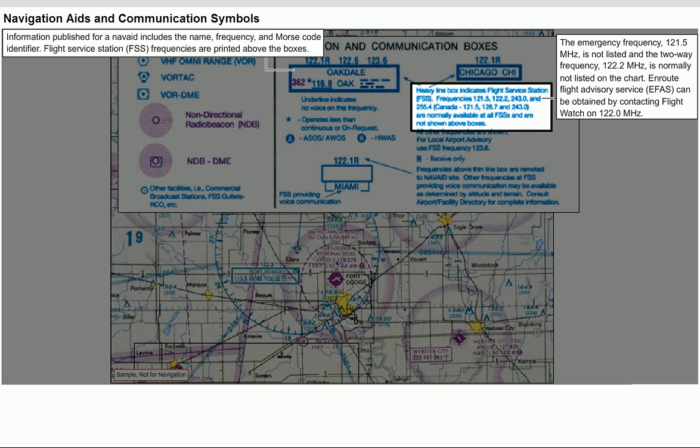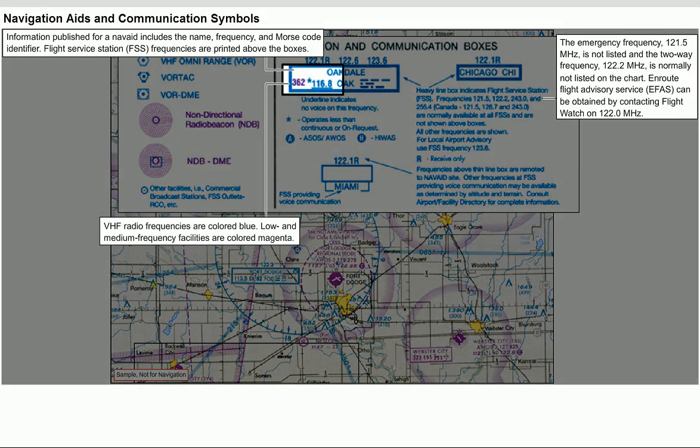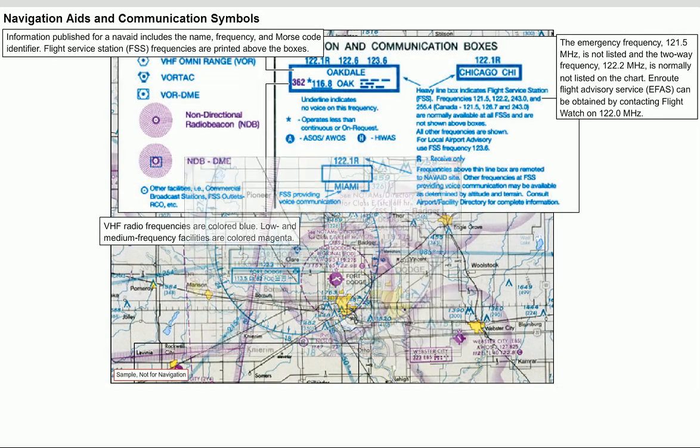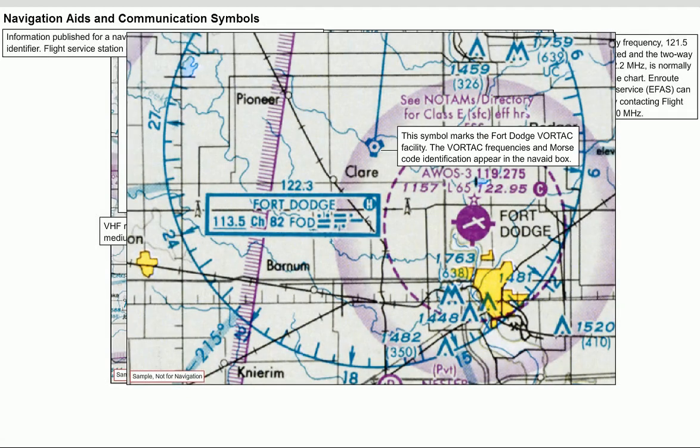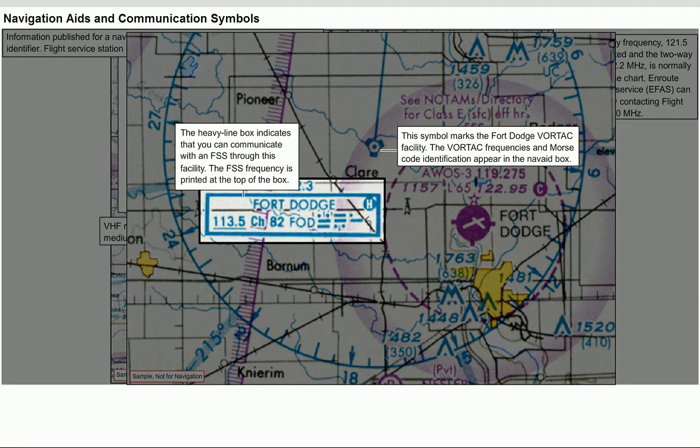En-route Flight Advisory Service, or EFAS, can be obtained by contacting FlightWatch on 122.0 MHz. VHF radio frequencies are colored blue. Low and medium frequency facilities are colored magenta. As an example, here's the symbol for the Fort Dodge VORTAC facility. The VORTAC frequencies and Morse code identification appear in the nav aid box. A box with a heavy line indicates that an FSS is present at the airport. The FSS frequency is printed on top of the box.